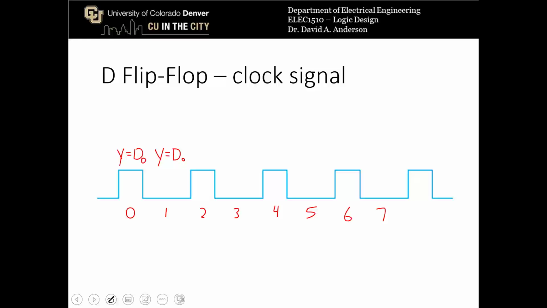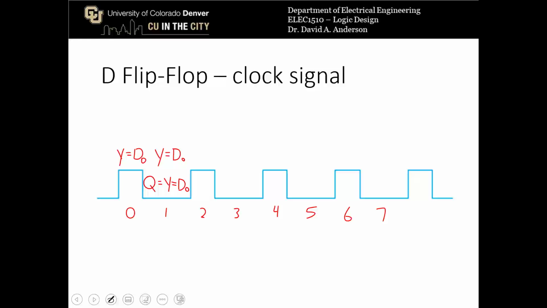So when the clock signal has a level 0, that means that the enable input into the Q latch is a 1, meaning that Q follows Y. So Q is equal to Y, which at this time is equal to D0. It's not going to change at all, even if D changes.